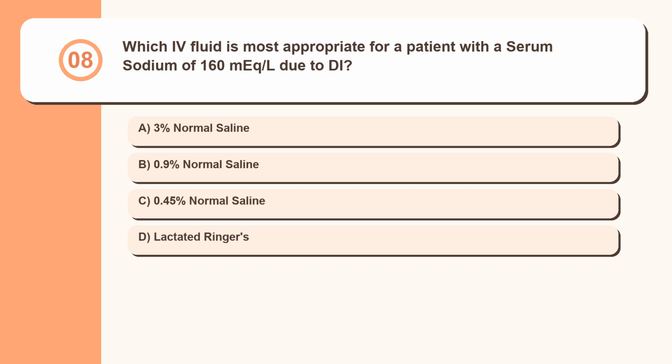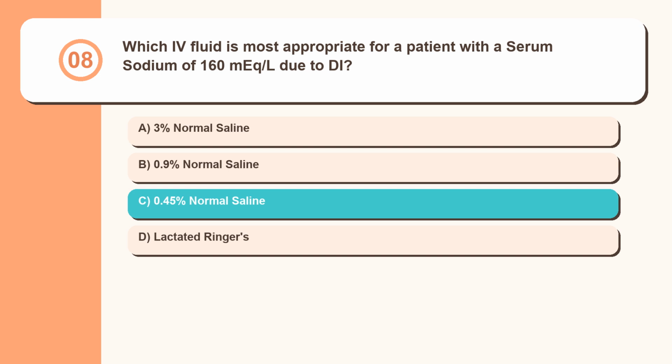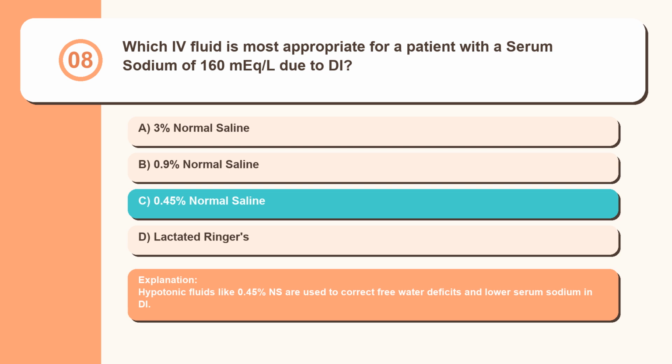Question 8. Which fluid is most appropriate for a patient with a serum sodium of 160 milliequivalent/L due to DI? 3% normal saline, 0.9% normal saline, 0.45% normal saline, lactated Ringer's. Hypotonic fluids like 0.45% NS are used to correct free water deficits and lower serum sodium in DI.